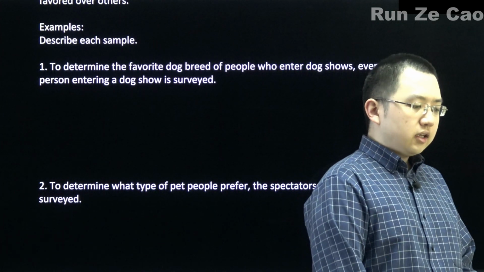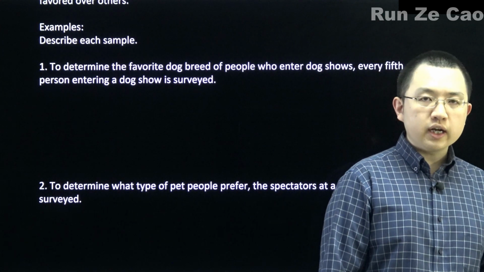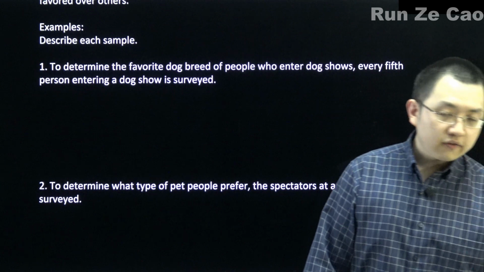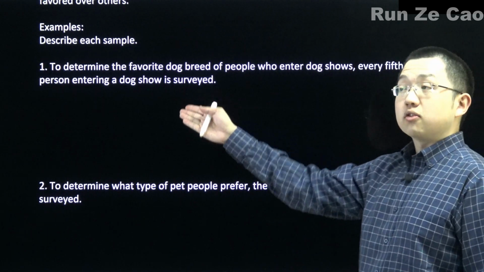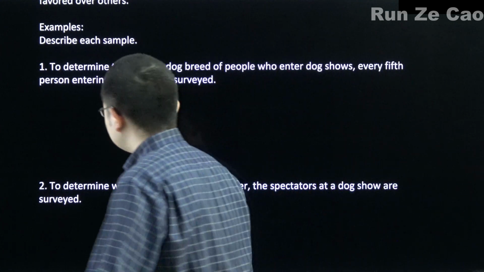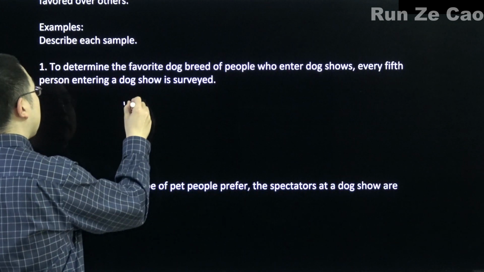For example, if you're trying to determine the favorite dog breed of people who enter dog shows, you can survey every 5th person, so this is random, entering a dog show. This is unbiased.